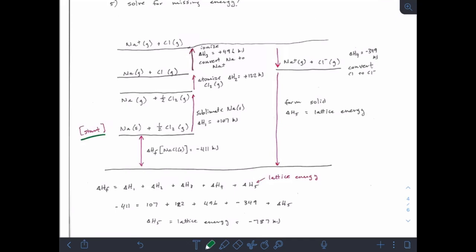Now I have sodium ion in the gas form and chlorine neutral in the gas form. Putting an electron onto the chlorine is an energy release of negative 349 kilojoules. So now that I have sodium plus gas and chlorine minus gas, I can form my solid. That energy release going all the way back down to the bottom of our formation, that is the lattice energy. So it's a very large energy release.